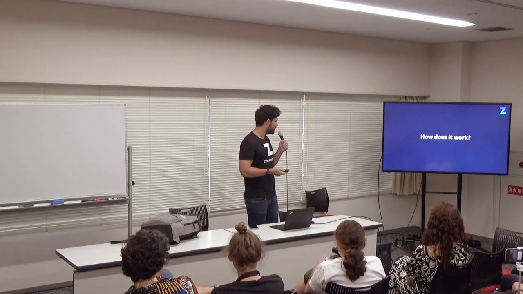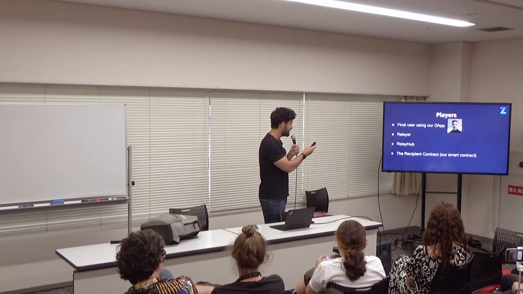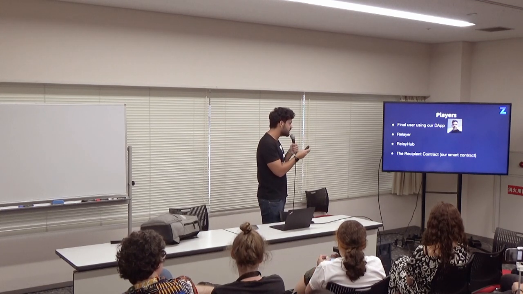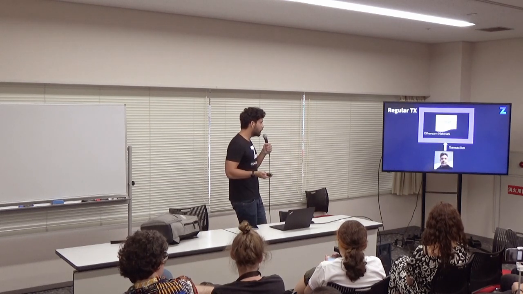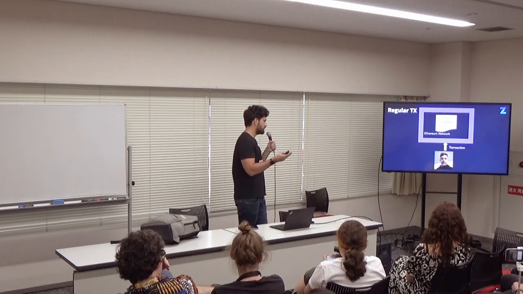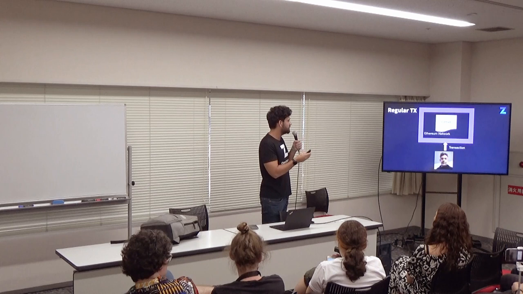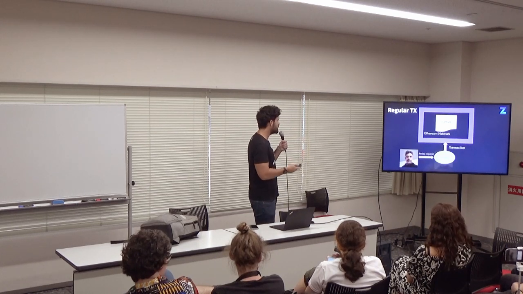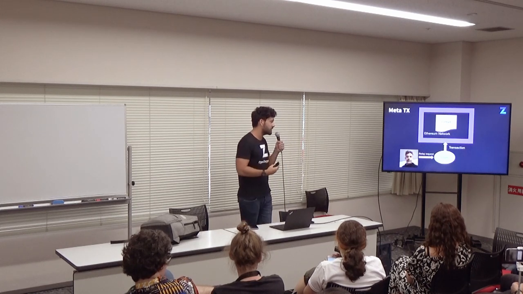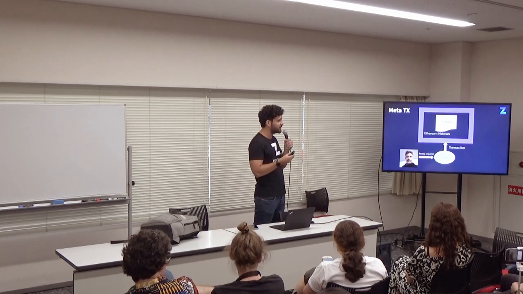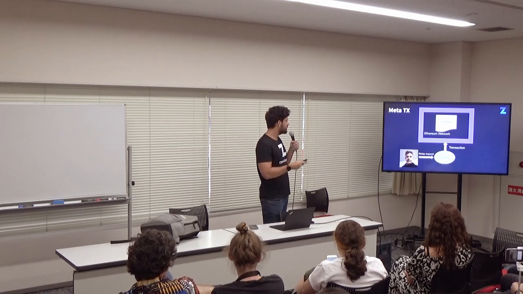So let's go and see how it works. These are our players: final user, my DApp, the relayer, the relay hub, and the recipient contract, which is our smart contract that is linked to our DApp. We all know how a regular transaction works. My dad talks to MetaMask, and MetaMask helps him to talk with the contract in the Ethereum blockchain. We also know how regular meta transactions work. My dad will talk with a relayer, and the relayer will talk with the blockchain, maybe or probably using an identity contract assigned for my dad.